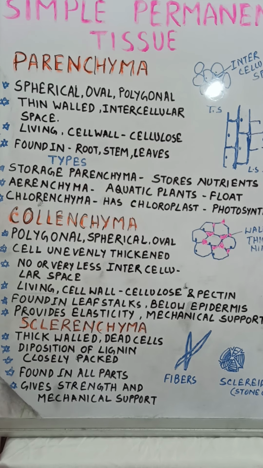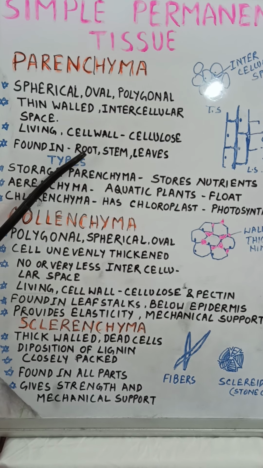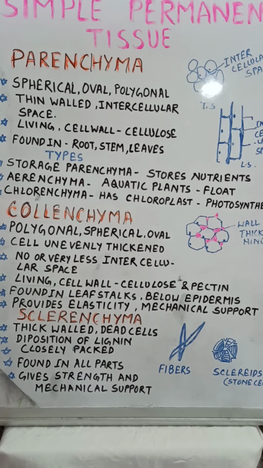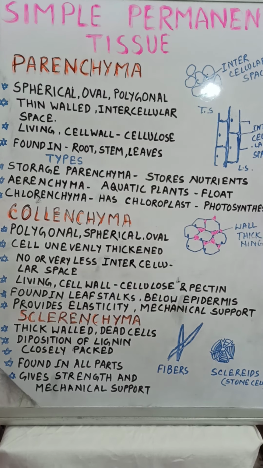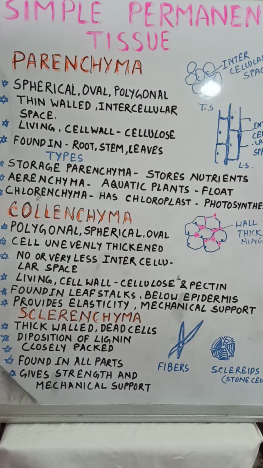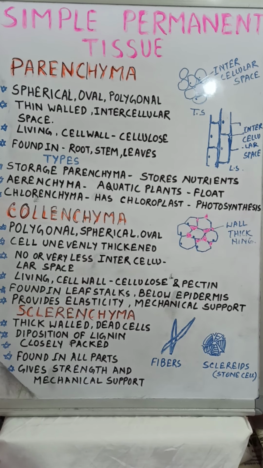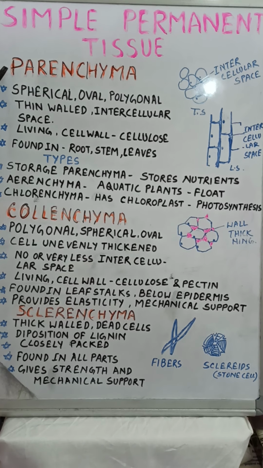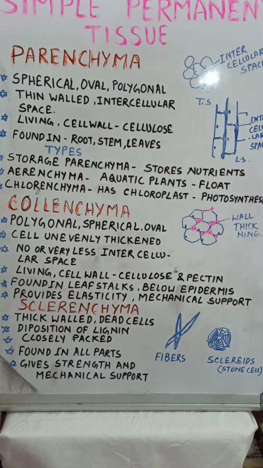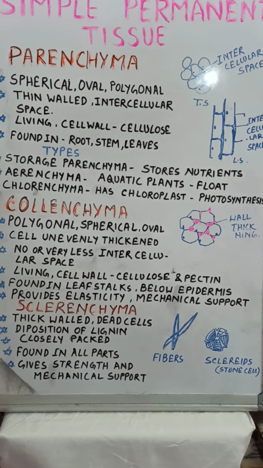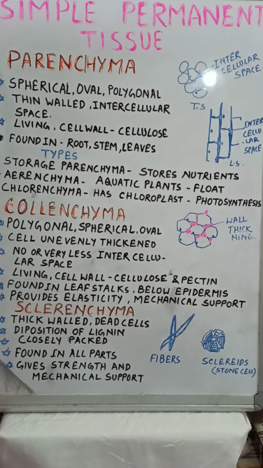Where are they found? They are found everywhere, in every place of the plant. They are found in the root, in the leaves, and in the stems. So, they are also said to be the ground tissue or the filler tissue. Based on the function the parenchyma tissue does, they are of three types: storage parenchyma, aerenchyma and chlorenchyma.